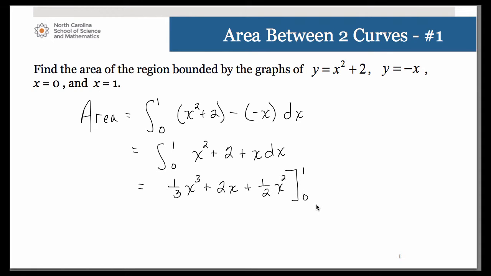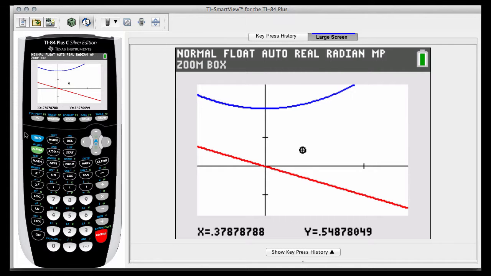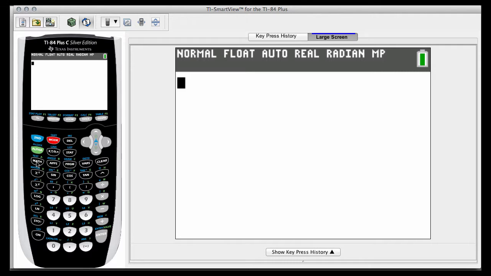You can then use your graphing calculator to do the evaluation. So let's go ahead and do that. Give you some practice doing that. So let's go back. Let's do our Math 9 function integral. So we want from 0 to 1. And I'm just going to type it out. So it was x squared plus 2.